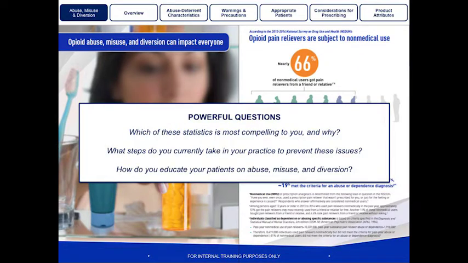Some powerful questions you can ask an HCP when discussing these data are: which of these statistics, as you point to the numbers, is compelling to you, and why? What steps do you currently take in your practice to prevent these issues? And how do you educate your patients on abuse, misuse, and diversion?